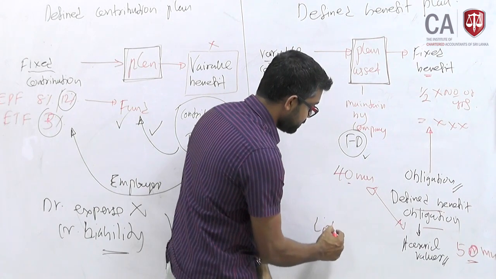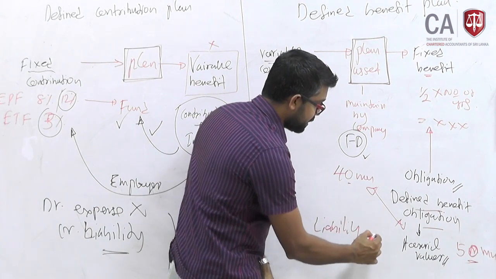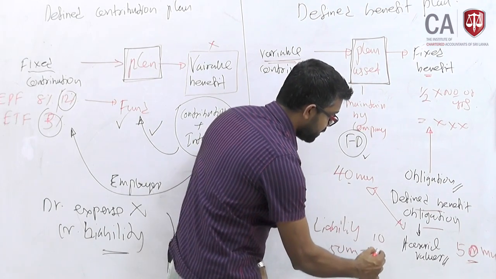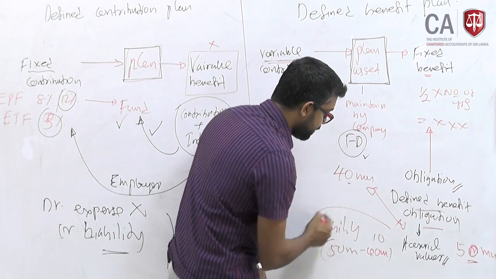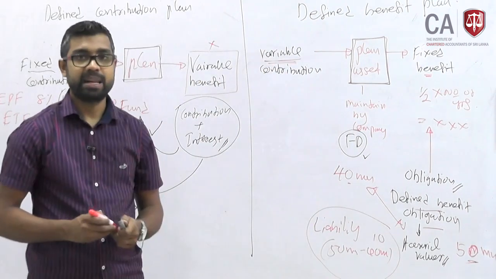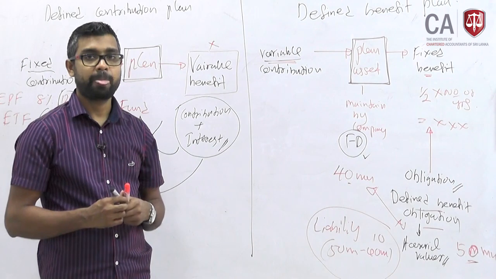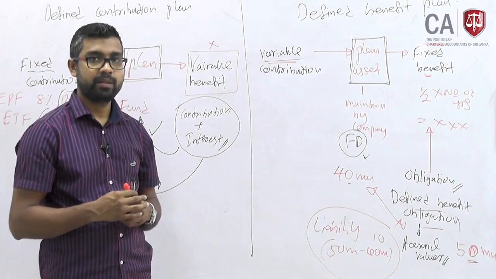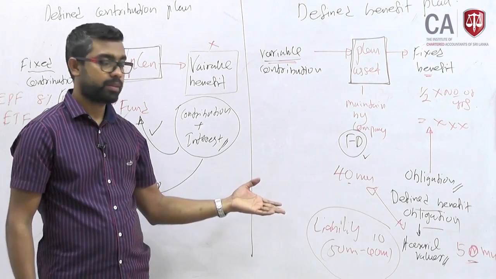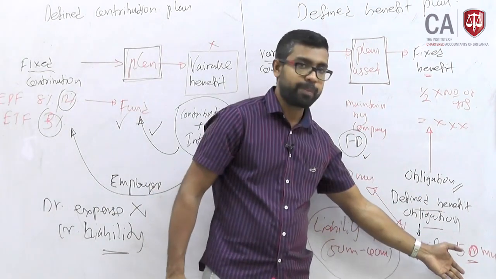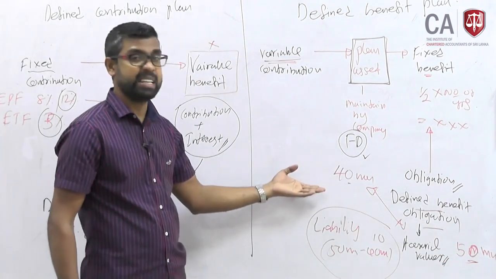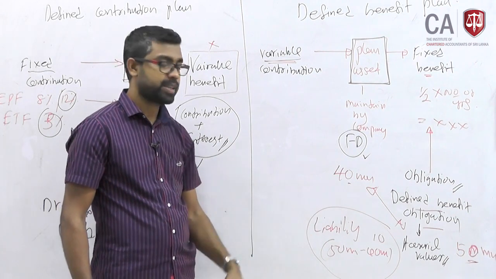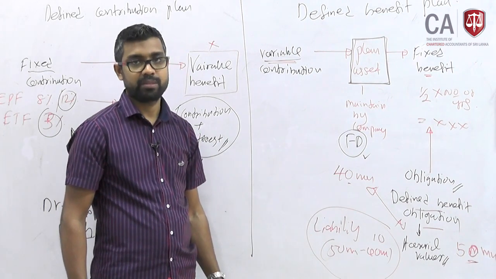Liability, 10 million. 50 million minus 40 million. This 10 million will be recognized in your balance sheet as a liability, saying employee provision for gratuity. Right? Employment benefit. Clear, no? The obligation is 50 million, and your asset is 40 million. The difference will be recognized where? In the balance sheet. Clear, no?